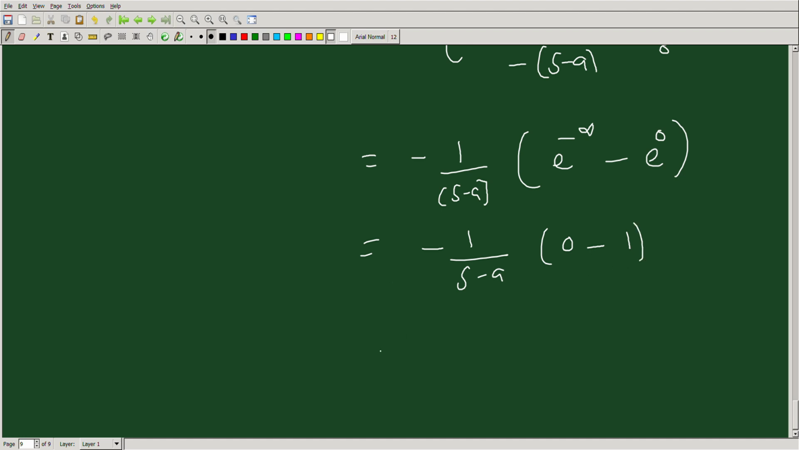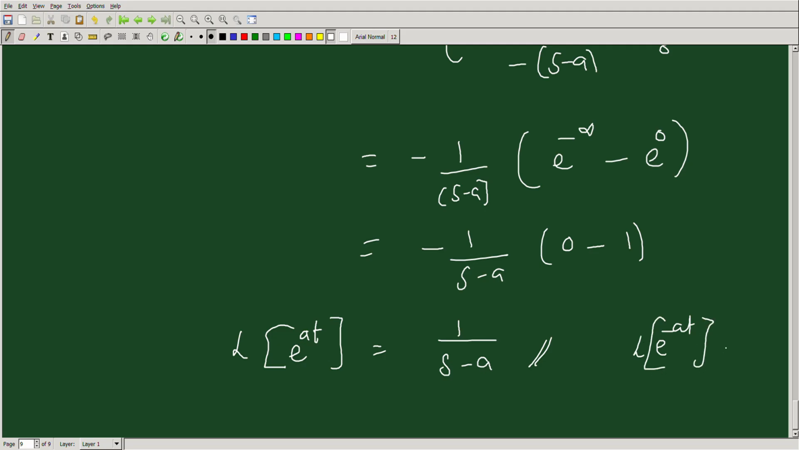So minus into minus is plus, and the answer is 1 by s minus a. So the Laplace transform of e power at is 1 by s minus a. Just keep a mnemonic: e power positive at means the opposite sign will come, s minus a. For the e power minus at formula, the Laplace transform of e power minus at, again the opposite sign, so 1 by s plus a.